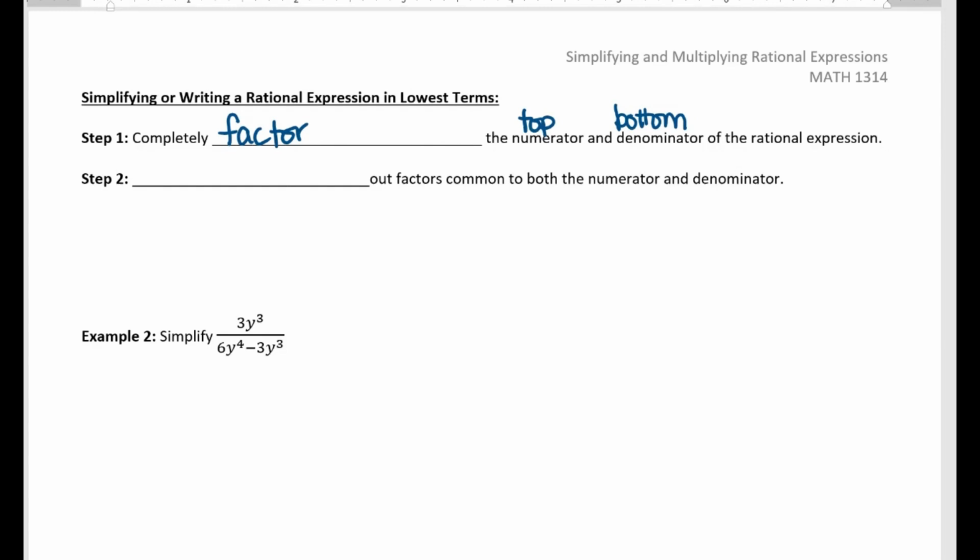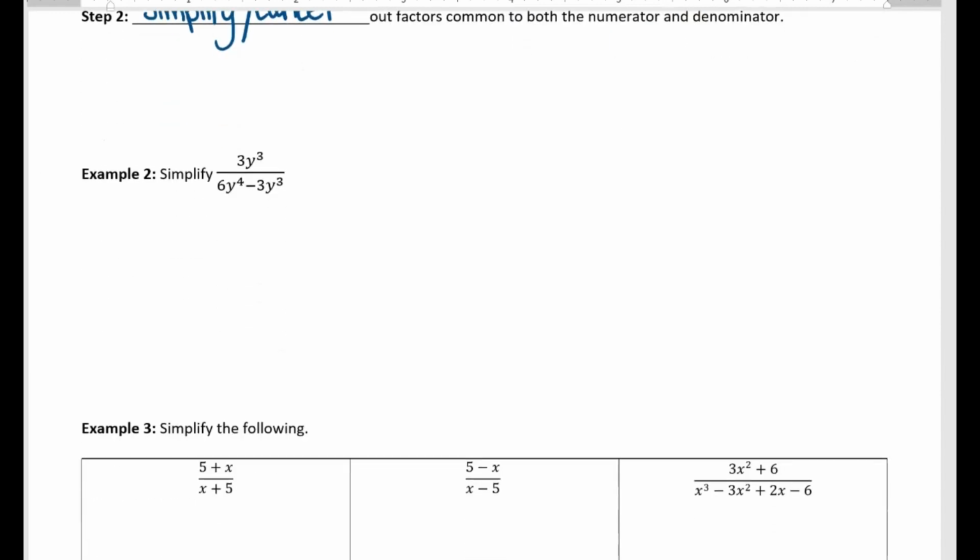In step 2, we're going to simplify or cancel out, depending on who you talk to, factors common to both the numerator, again, the top, and the denominator, which is the bottom. So essentially, if it shows up in top and bottom, we can get rid of it. Now, keep that in mind when we look at example number 2. Most students' first instinct is to go 3y cubed, yay, both of those go away. Not the case. You need to factor the top and the bottom.